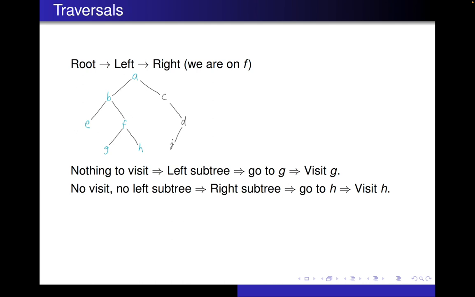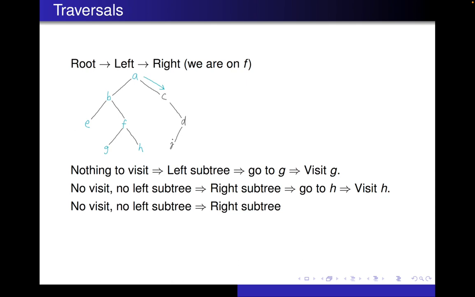So now we're going to go all the way back to the top at A. We've already visited A, so we can't visit it again. We've already visited the left subtree of A. Now we go to the right subtree of A. That is C. And we go to C, and we visit C, and we keep on going.